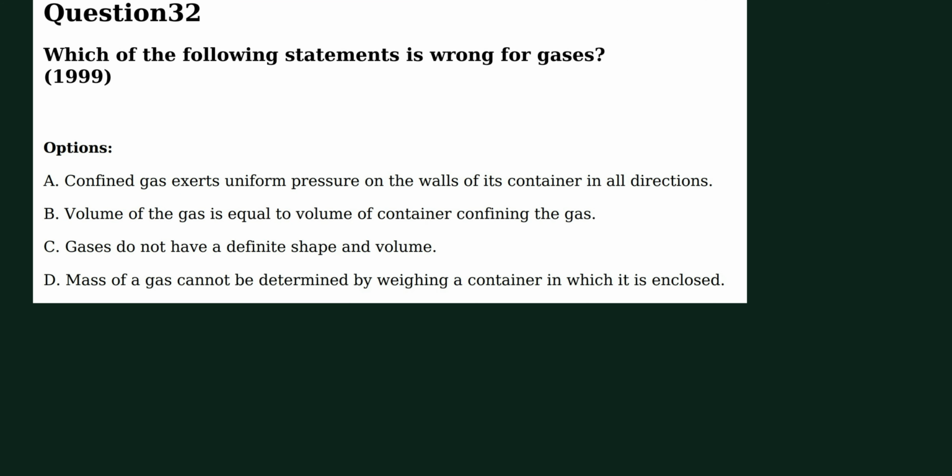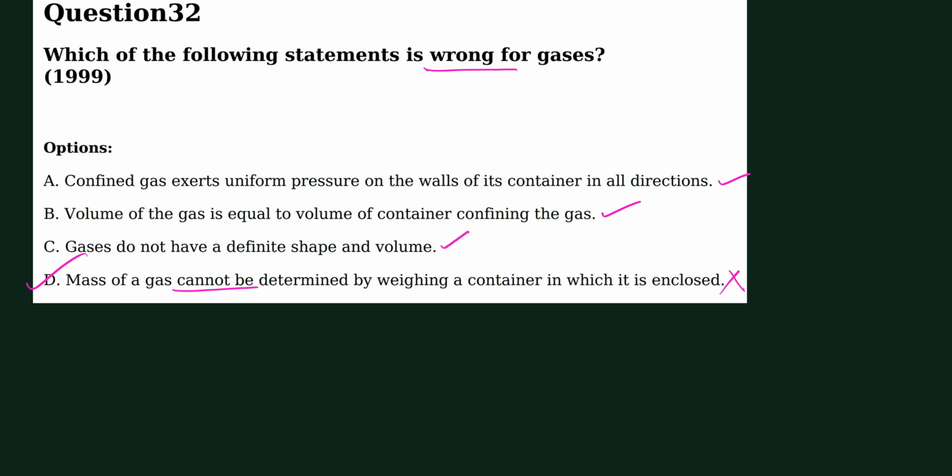Which of the following statements is wrong for gases? Confined gas exerts uniform pressure on the walls of its container in all directions. This is correct. Volume of gas is equal to the volume of the container confining the gas. This is also correct. Gases do not have a defined shape and volume. This is also correct. And mass of gas cannot be determined by weighing a container in which it is enclosed. This is wrong, we can determine the mass of the gas. So we have to select the wrong statement here. The option is D.